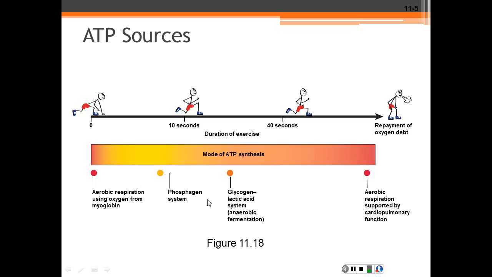it's called the phosphagen system that comes into play to help you move to complete those 10 seconds. And as time increases, we have the glycogen-lactic acid system, which is still in the anaerobic system. This is about 25 seconds or so, and then from 40 seconds onward, we have aerobic respiration, which is supported by our heart and our lungs, which is our cardiopulmonary function.